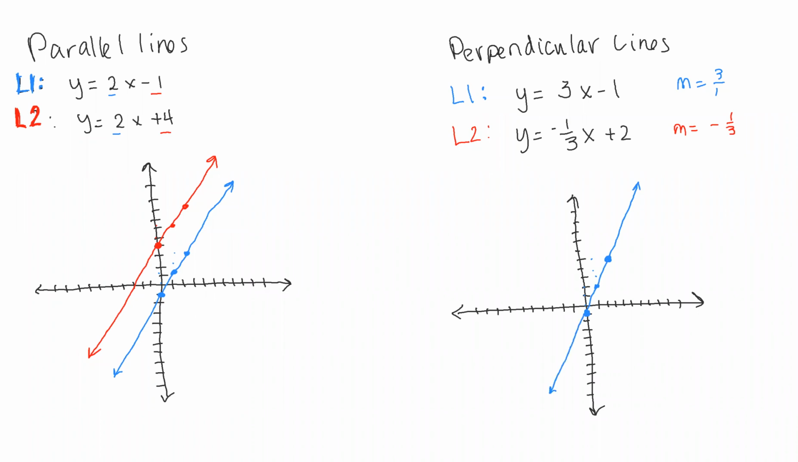All right. And then for the second line, we'll do it in red. I have a y-intercept of 2. So I'm going to go up 2 from the origin. And then I'm going to apply my slope, which is -1/3. So I'm going to go down 1 and then to the right 3. So I've got these lines right here.